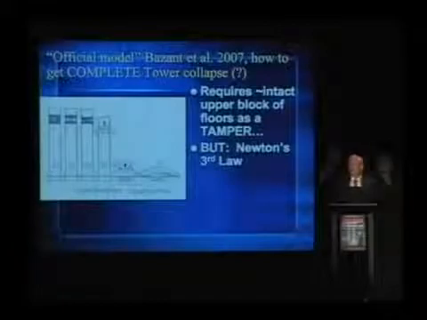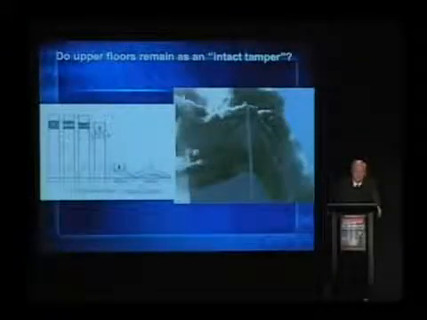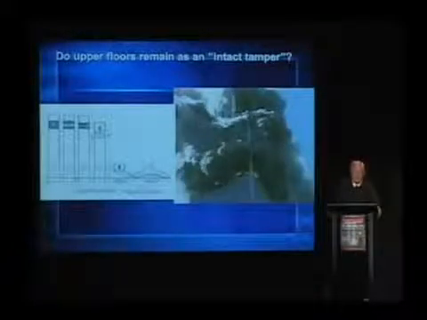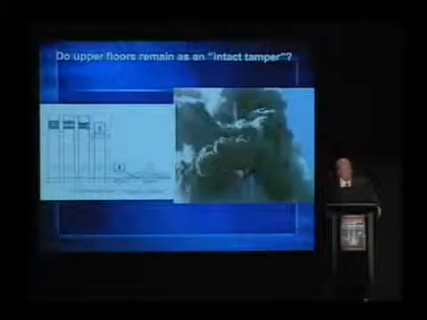But let's look at the data. Maybe somehow this upper block, as it moves, exerts something. Let's see what happens to the upper block from the data. This is from the North Tower, and on the right, you see in slow motion the upper block. Is it just wiping out the lower block? You can see the area where they meet. No, the upper block itself is being disintegrated.